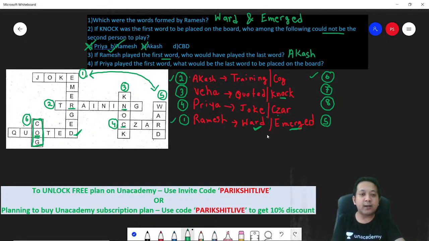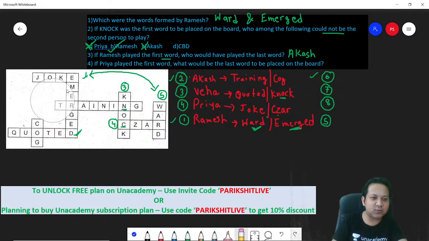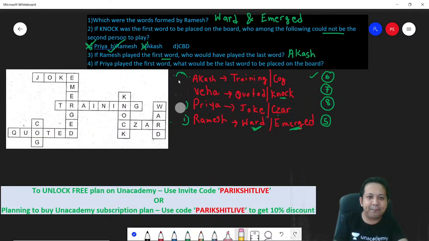So meaning emerge cannot be your first word. But the other one was correct, which we did the first time. So word was the correct word, and in that case your answer would be Akash. Correct? Fine. Let's look at the last question. If Priya played the first word, what would be the last word to be placed on the board?